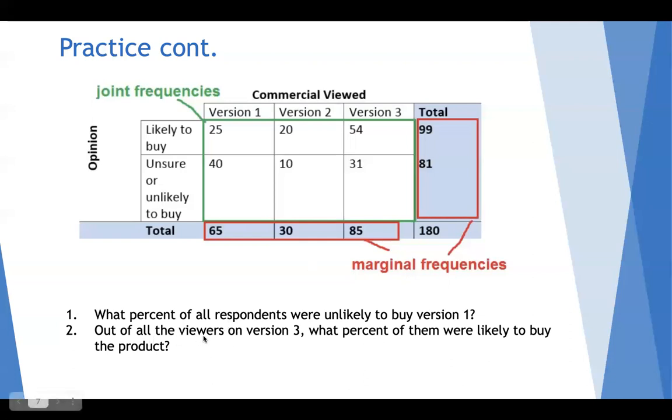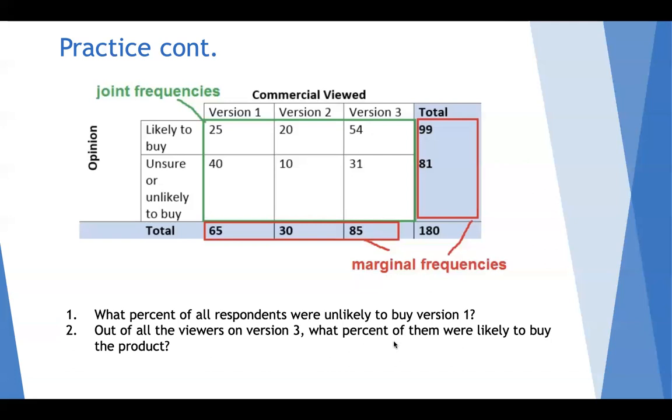And finally, for number 2, out of all of the viewers on version 3, what percent of them were likely to buy the product? We know that this one is asking us for a conditional frequency, because it tells us specifically that we're looking for the amount of people out of all of the viewers on version 3, not out of the whole table, just out of version 3. So this is looking at a marginal total on version 3. The marginal total of version 3 is 85.